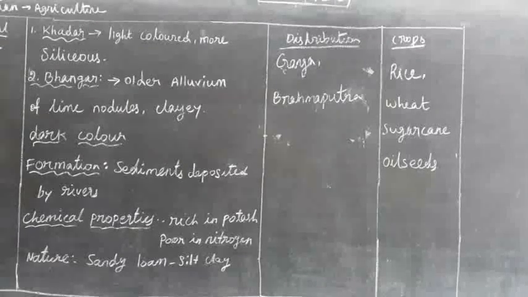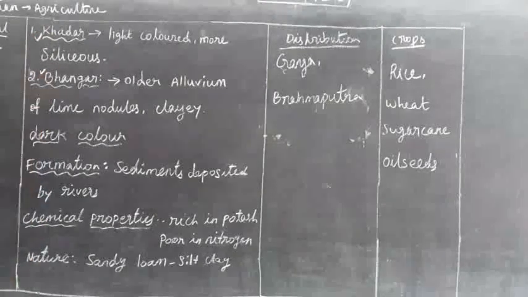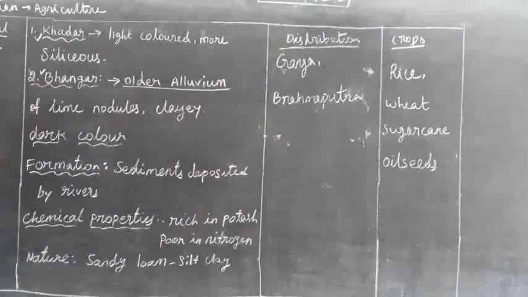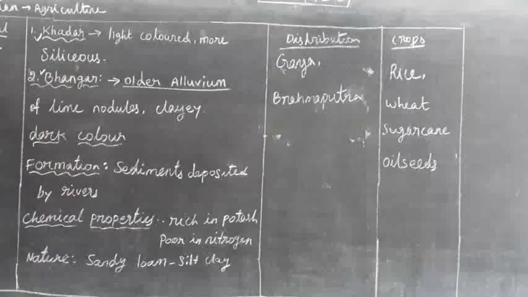Alluvial soils are divided into two types: one is the Khadar, another one is the Bangar. The Khadar means new alluvial soil. Bangar means old alluvial soils. Two types, Khadar and Bangar. First one, Khadar, is a light color, more siliceous, more silica.